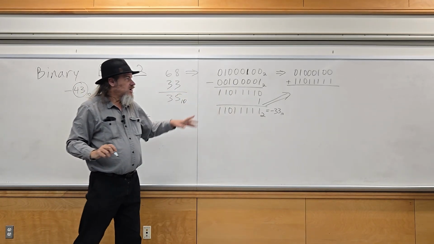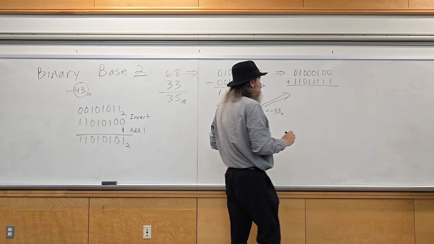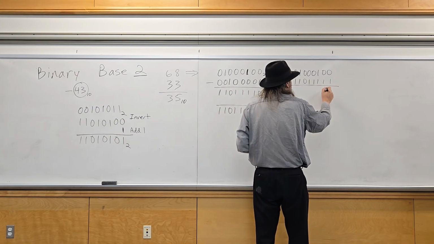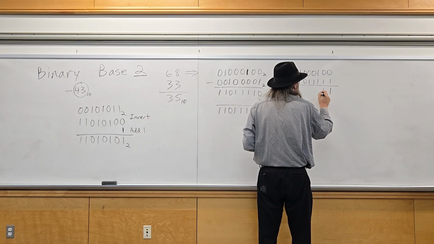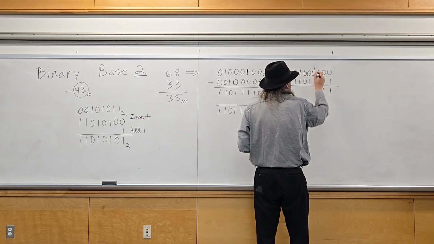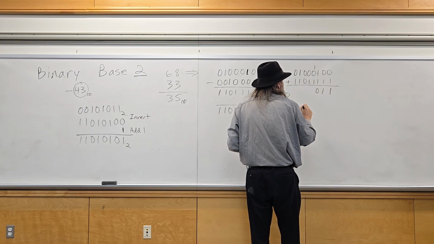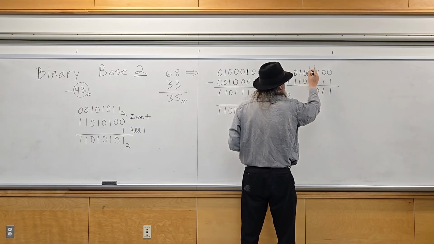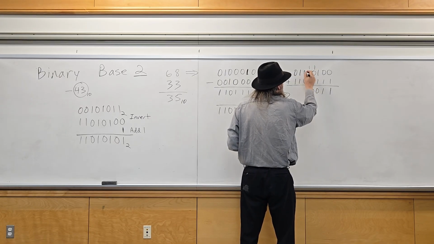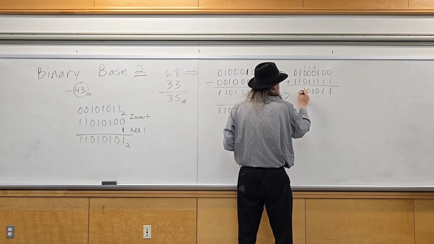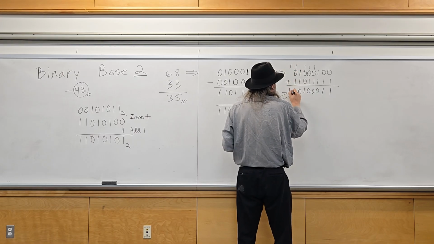Okay? So you add: 1 and 0 is 1. 1 and 0 is 1. 1 and 1 is 2, or 0, carry the 1. 1 and 1 is 0, carry the 1. 0, carry the 1. 1 here. 0, carry the 1. 0, carry the 1.